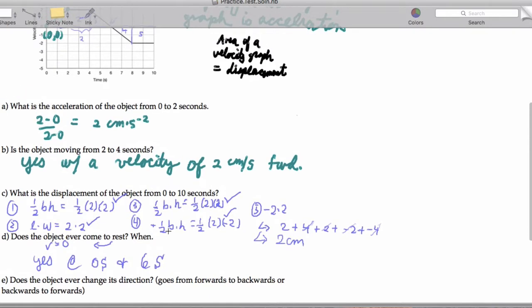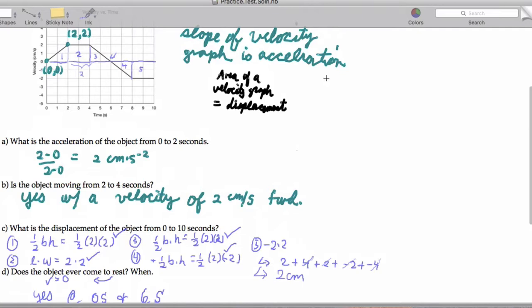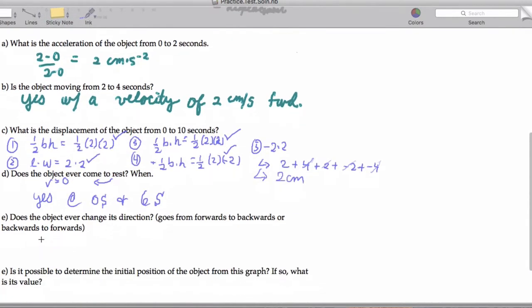Now, does the object ever change direction? So let's be clear. I'm going forward here because I'm speeding up. I'm going forward here at a steady speed. Here I'm still going forward, but I'm slowing down. And right here at 6 seconds, I now start going backwards. So the answer is yes. At 6 seconds, it changes direction.